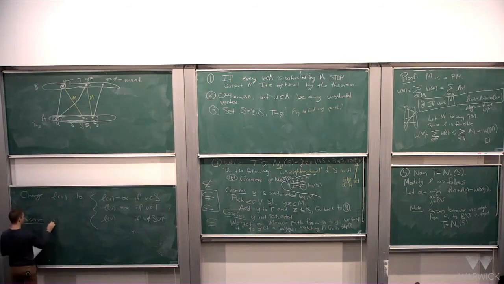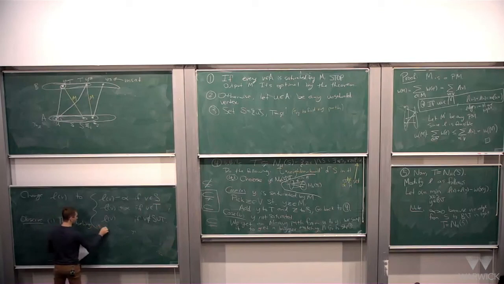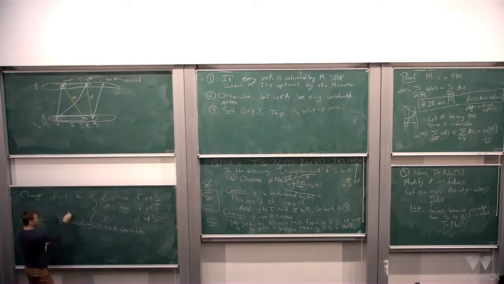Okay, so some observations. First, the labeling is still feasible. What does this mean? Feasible means that the sum of your labels has to be at least the weight of the edge between you. If you think of where the edges can be, an edge from S to T: one vertex decreased by alpha, one increased by alpha, so the sum is the same. It cancels. So the sum of these weights is the same as before.